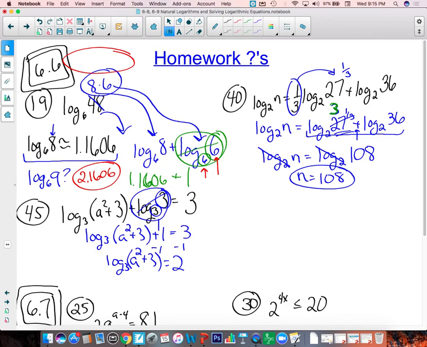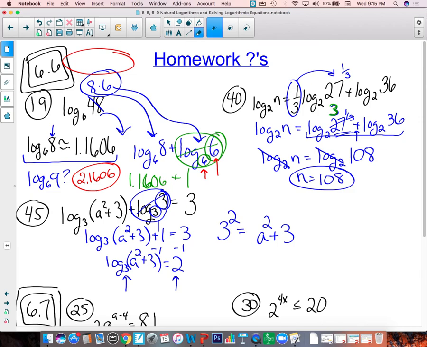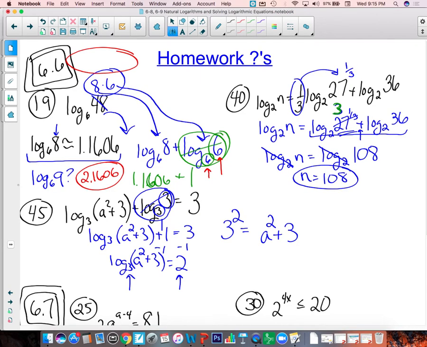I've said that a couple times, you might not remember it. So we take the base to my exponent, so it would be 3 squared equals the stuff inside the logarithm, a squared plus 3. I really didn't need the parentheses here, so I'm going to get rid of them, because it's over there by itself. Okay, so 3 squared is 9.